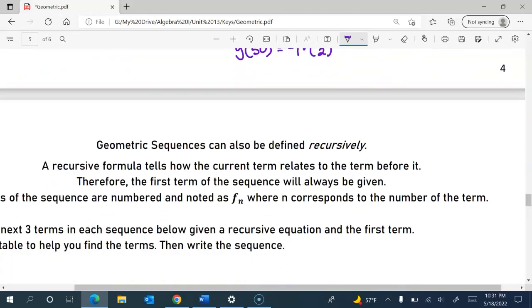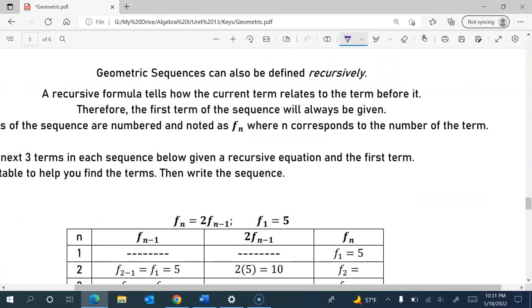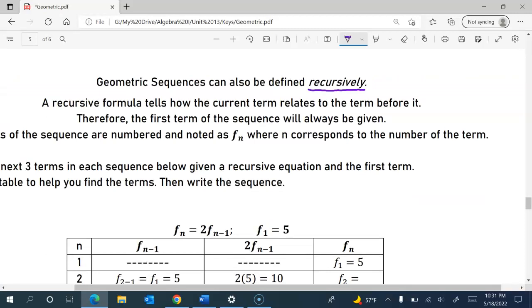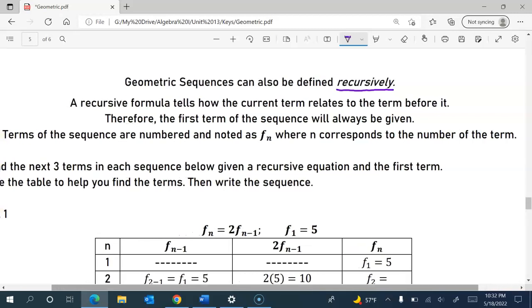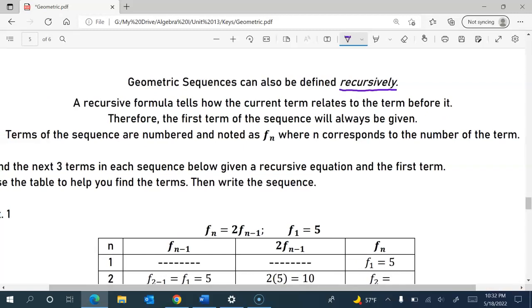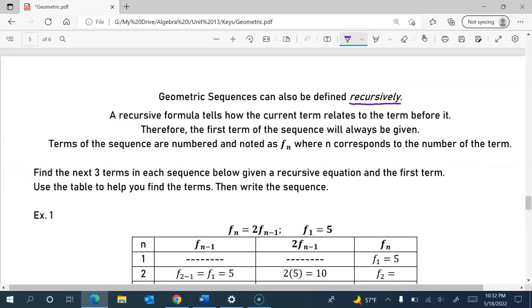Down here, though, with recursive formulas, if you remember from yesterday, recursive formulas mean you have to know what the term before it was, right? There's no plugging in like we can with explicit formulas. The recursive formula tells how it's related to the term before it. Likewise, the first term will always be given to you. You can't have a recursive formula without the first term. So I want you to find the next 3 terms in each of these sequences below.